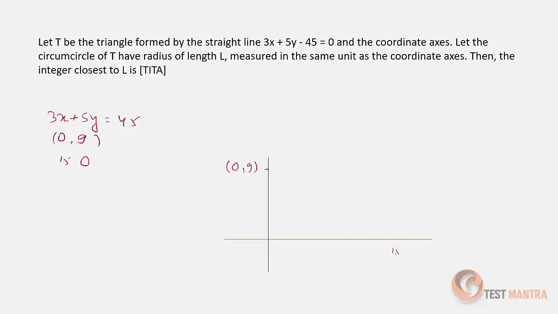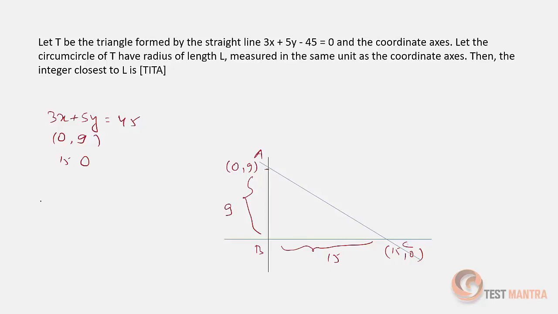I'll draw a line here which satisfies the condition. So I have a line available, and this is my relation. In other words, this is 9 and this is 15, and this part works as the hypotenuse. Let's say this is point A, this is B, and this is C. So AC works as the hypotenuse.